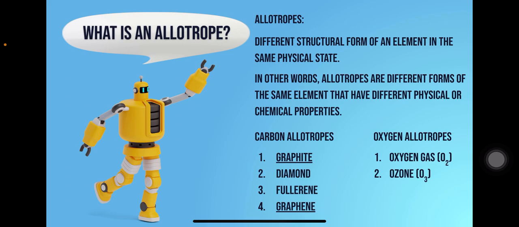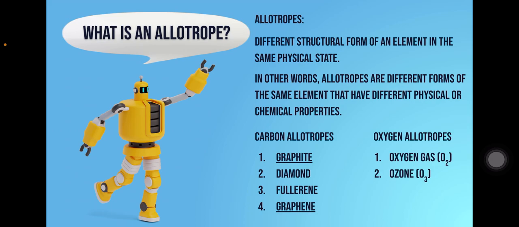So what exactly is an allotrope? To introduce the difference between graphite and graphene, it's interesting to understand what an allotrope is. Essentially, in simple terms, allotropes are different forms of an element that have different properties because of the difference in the arrangement of their atoms.